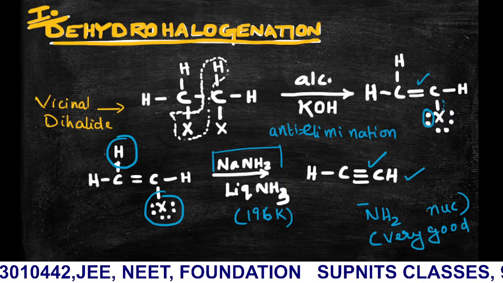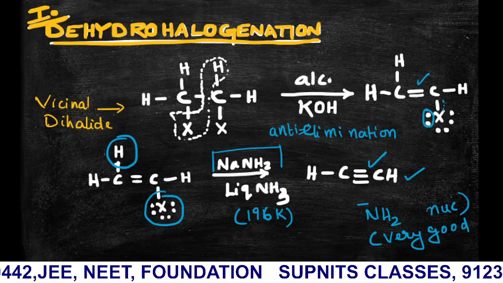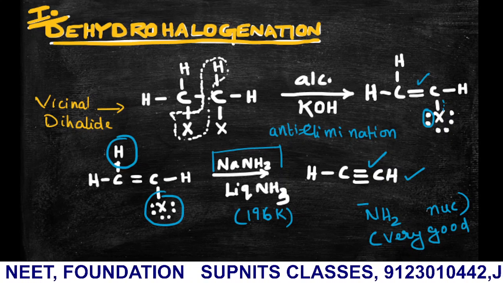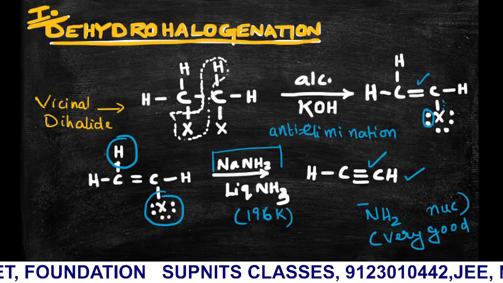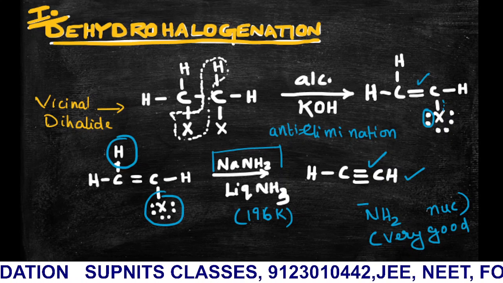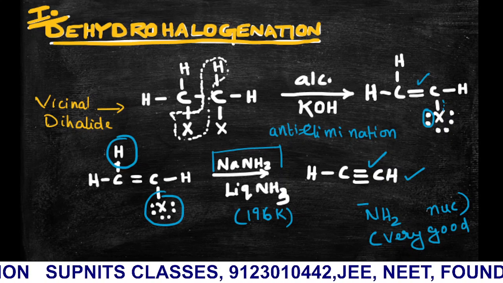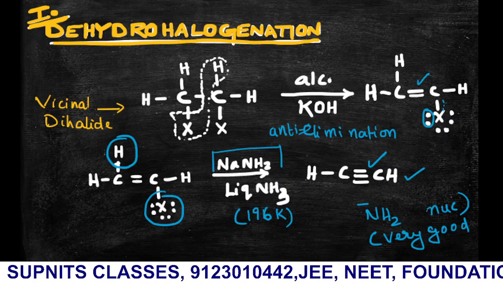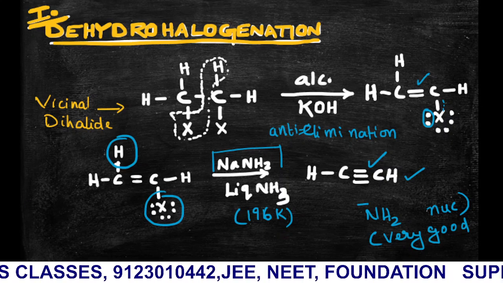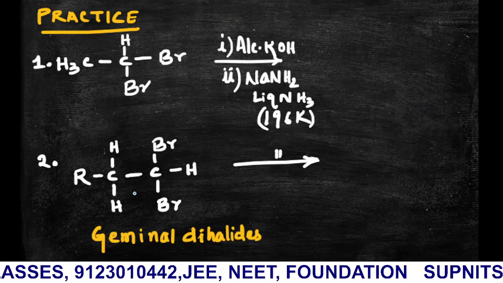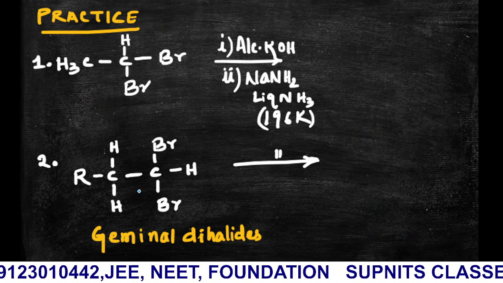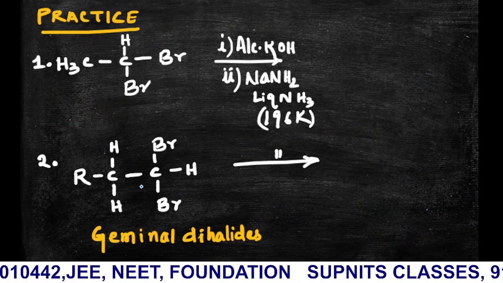But very often it's done in two stages. In the first stage, alcoholic KOH is used and in the second stage NaNH2 is used in liquid ammonia. Temperature is 196 Kelvin. The requirement of a better nucleophile is the cause for using sodamide or sodium amide. If you have understood this concept explained in dehydrohalogenation, you should be able to do this kind of problems also.